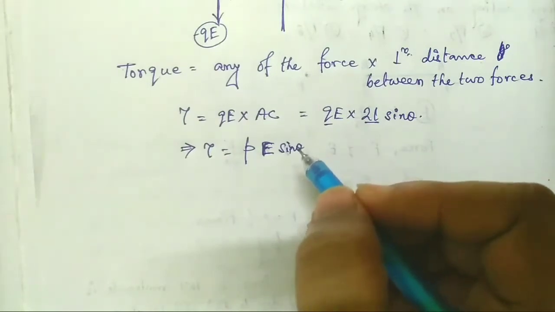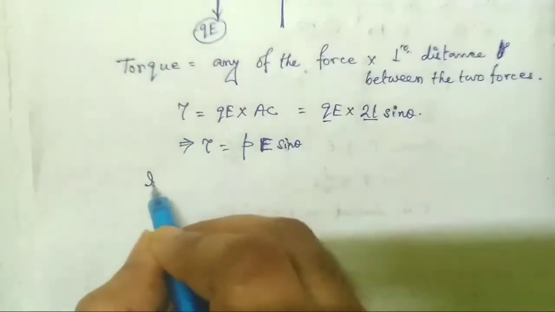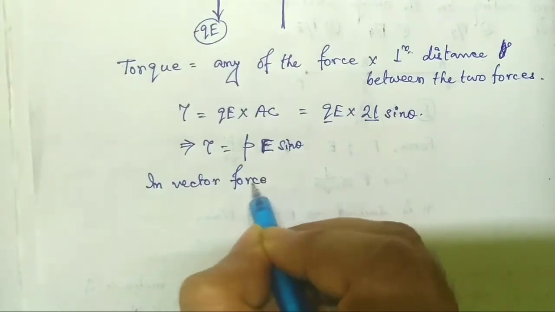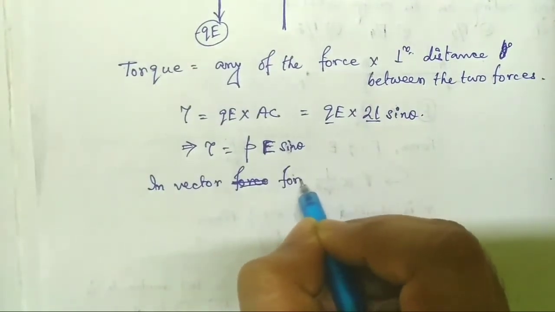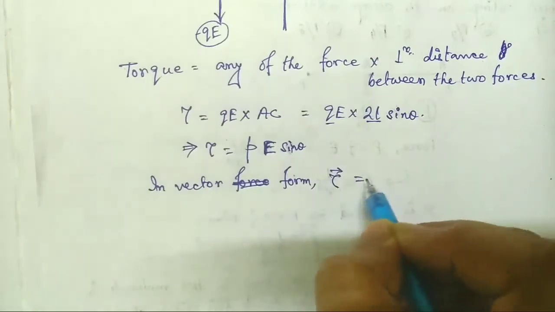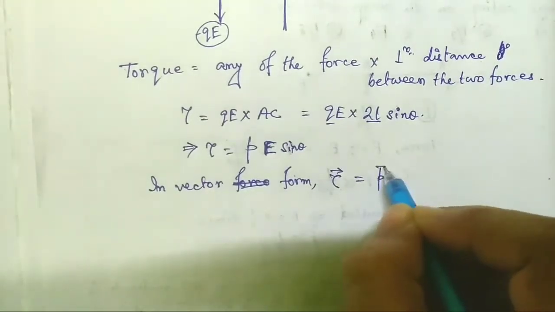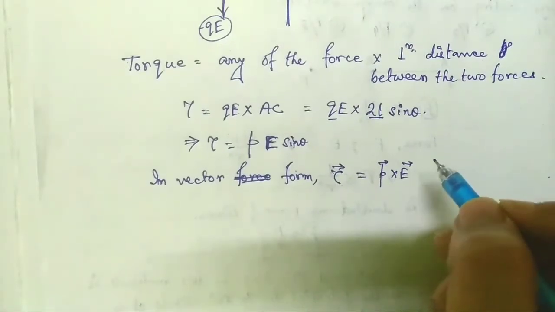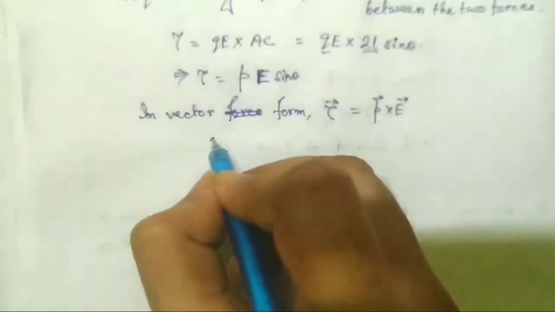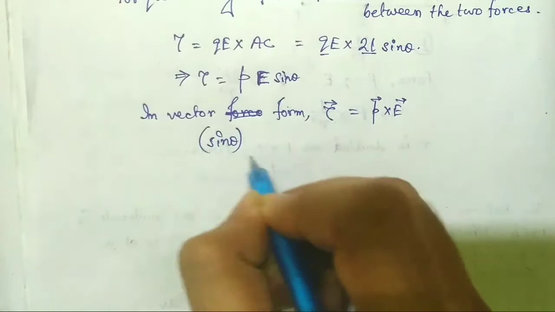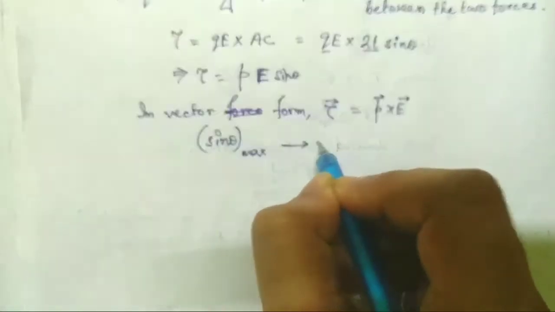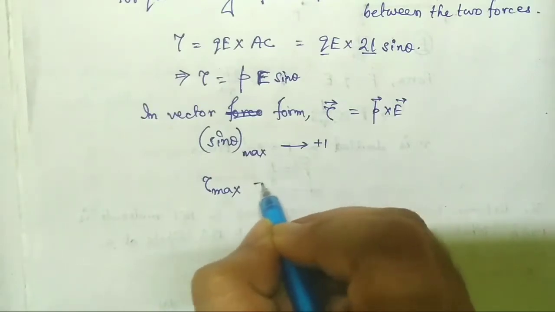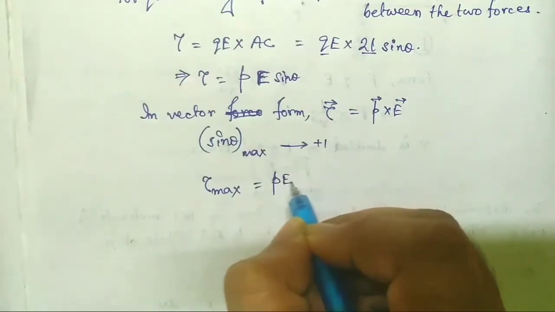or in vector form torque tau is given by P cross E. Now we all know the maximum value of sin theta is +1. So the tau max or the maximum torque will be P into E.